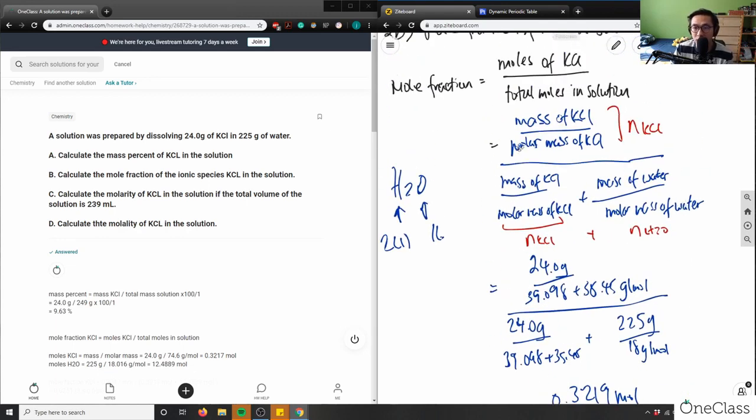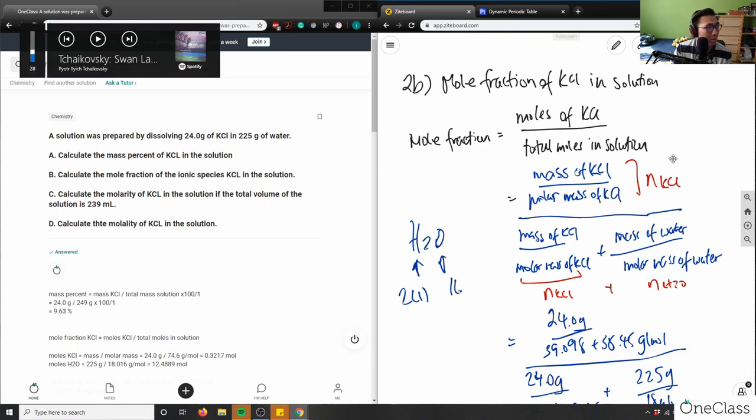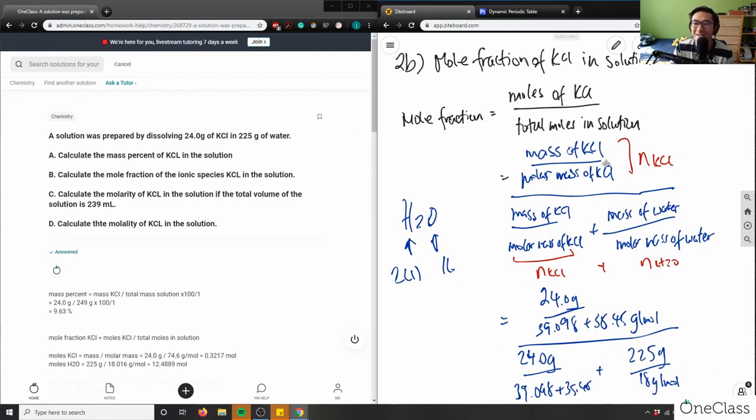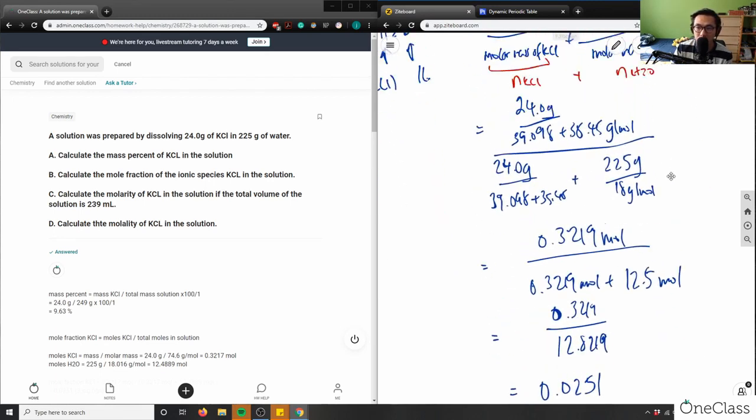So again, it kind of looks complicated, but it really isn't. It's just the moles of potassium chloride divided by the total moles in solution, right? So I found the moles of potassium chloride. The total moles in solution would be the denominator here, the moles of potassium chloride plus the moles of water, and the numerator is the moles of potassium chloride.